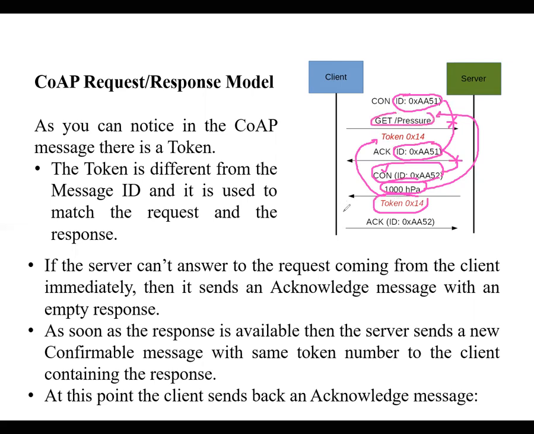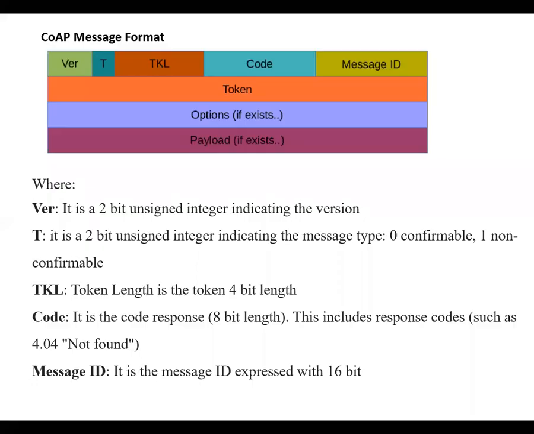And upon receiving this, the client is bound to acknowledge the message. So this time you can see the message ID is the same as this one, because this is the response, this is the acknowledgement of the AA52 message. Alright, so let's move on to the next slide.